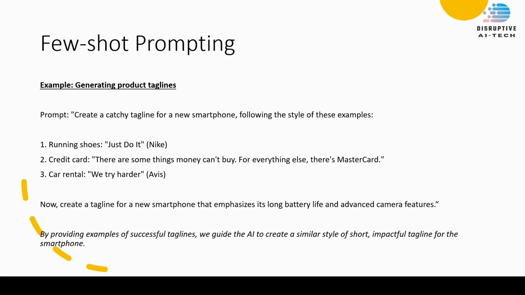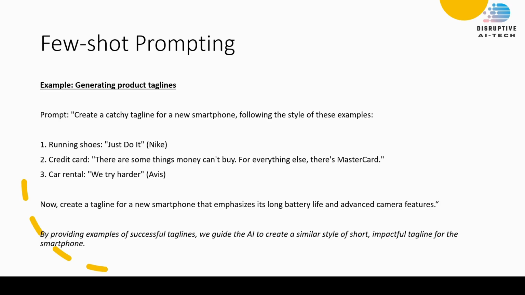So running shoes, the tagline is Just Do It. We know that it's for Nike. For credit card, there are some things money can't buy. For everything else, there is MasterCard. So this is the tagline for MasterCard. Car rental, Avis: we try harder. So these are the taglines for these three good companies, and they are tried and tested. These taglines are very impressive to the clients, to the customers. That's why we want to follow the same pattern to get taglines according to this pattern. So this is how we give the example.